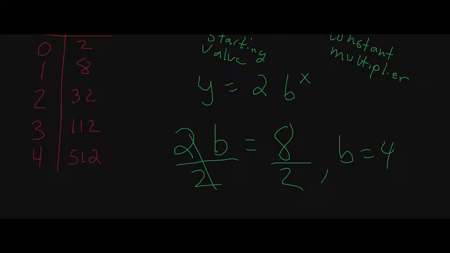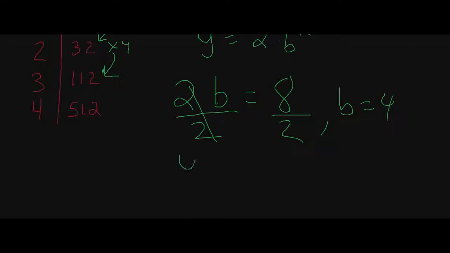Alright, well, let's see if it makes sense. What's 2 times 4? Well, 2 times 4 is 8. Let me just double check it and make sure that's making sense. What's 8 times 4? 8 times 4 is 32. Well, what's 32 times 4? Oh, well, that's just 128. So as you can see, I'm basically multiplying by 4 across every time, and I started off at 2 when x was 0. So now I know that my equation for this table is going to be y is equal to 2 times 4 raised to the x.